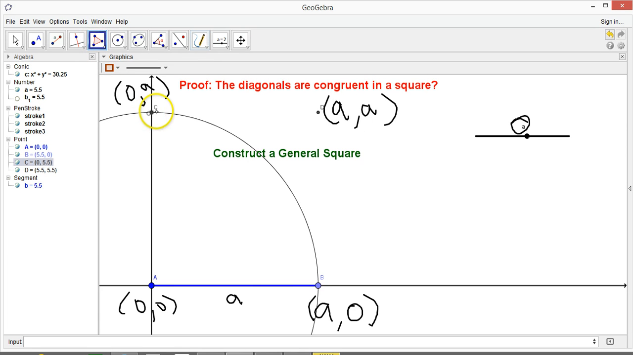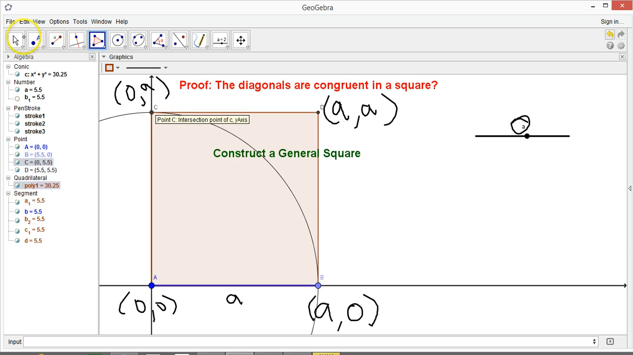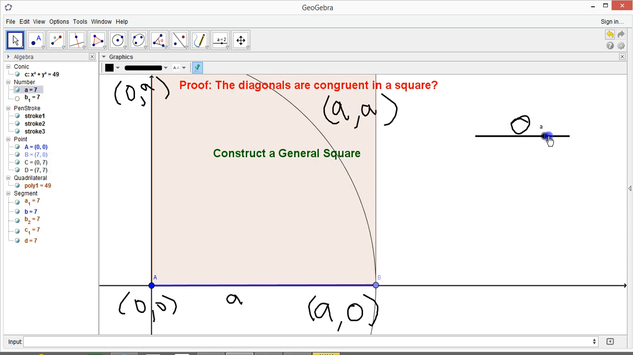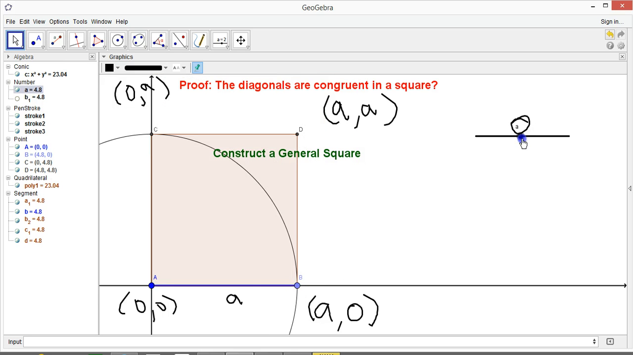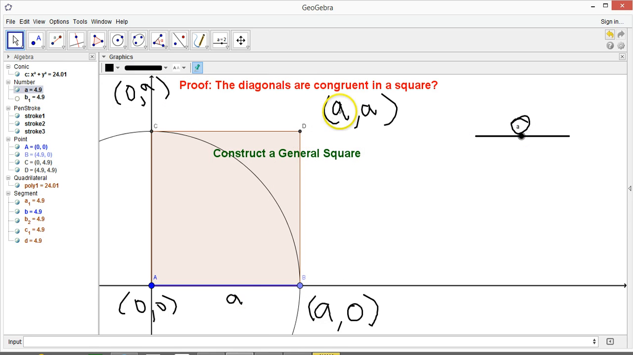So now I can make my square of any size. So when I move A around, notice that it stays a square no matter what, right? And whatever the length A is, this is going to be what A is. All right, it's going to go over A and up that length of A. So now let's look at our diagonal length here.